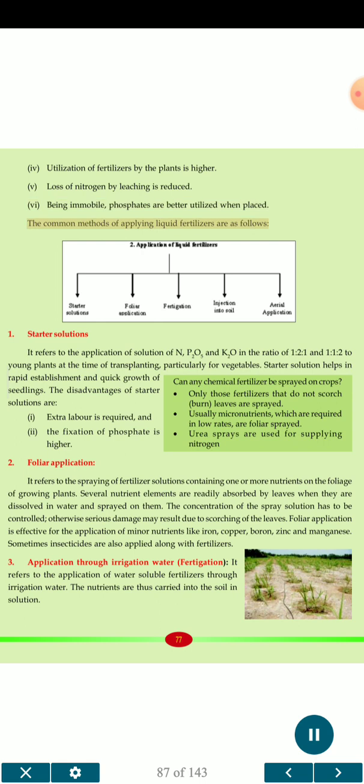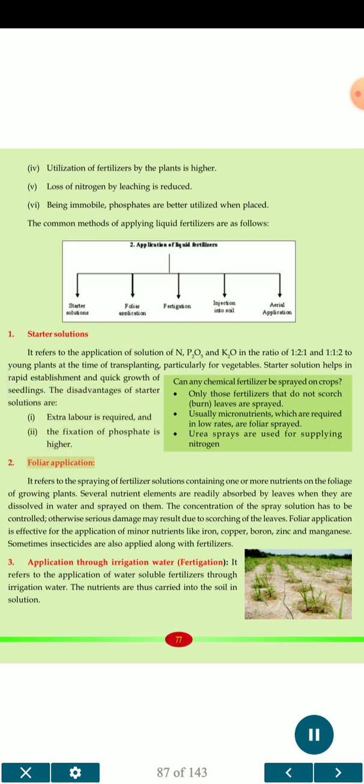The common methods of applying liquid fertilizer are as follows. 1. Starter solutions. It refers to the application of solution of N, P2O5 and K2O in the ratio of 1:2:1 and 1:1:2 to young plants at the time of transplanting, particularly for vegetables. Starter solution helps in rapid establishment and quick growth of seedlings. The disadvantages of starter solutions are: 1. Extra labor is required, and 2. The fixation of phosphate is higher.